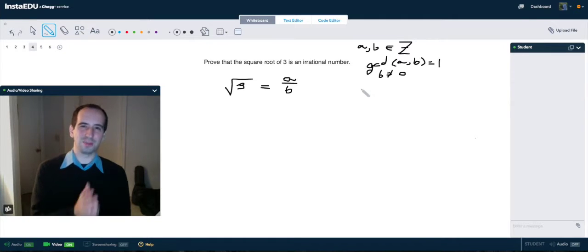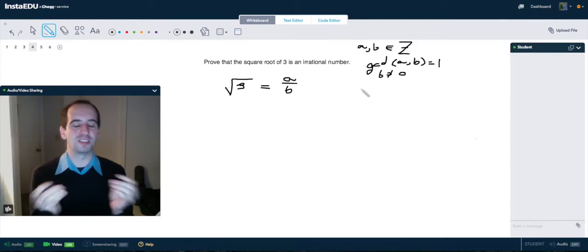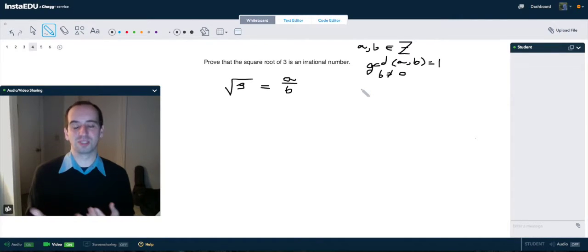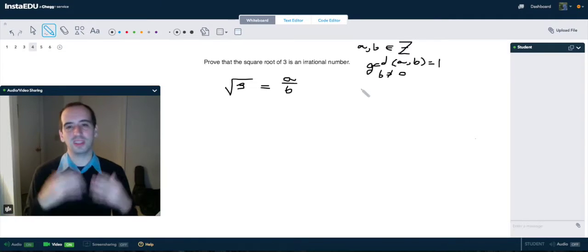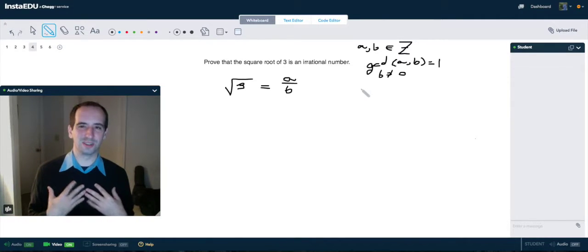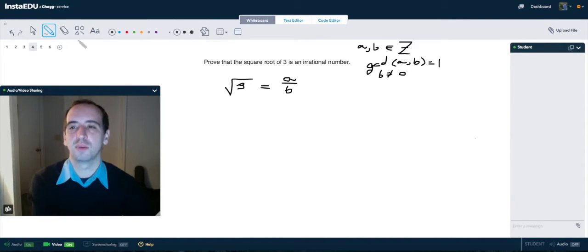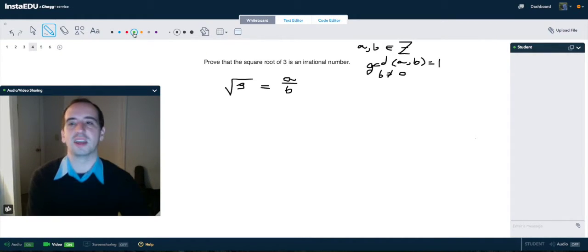And one of the fun things about proofs is that once you see something once, you start to gain these little techniques that you can do. One thing that I know is that I don't really like having radicals if I can help it. So what I'm going to do is get rid of that radical. And I'm going to do that very simply by squaring both sides.